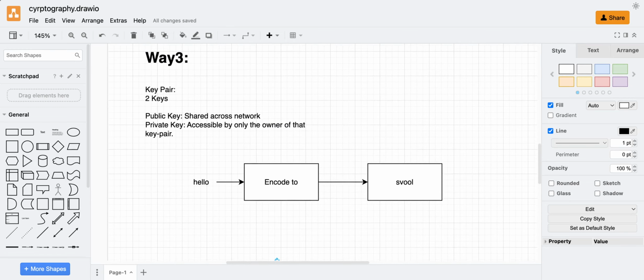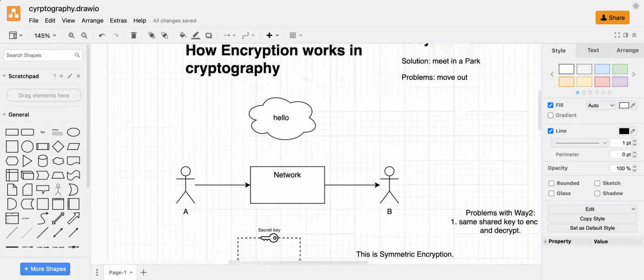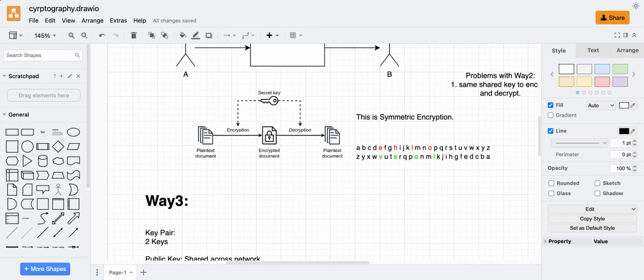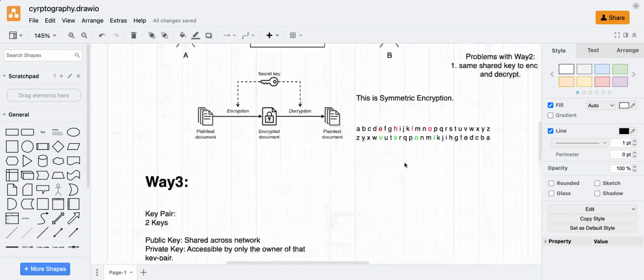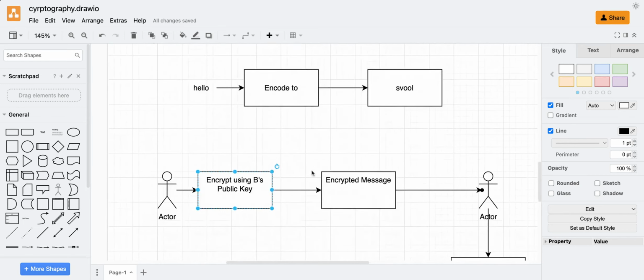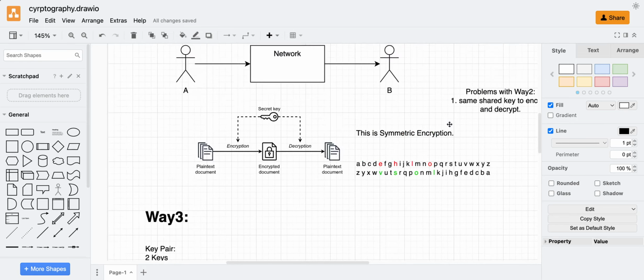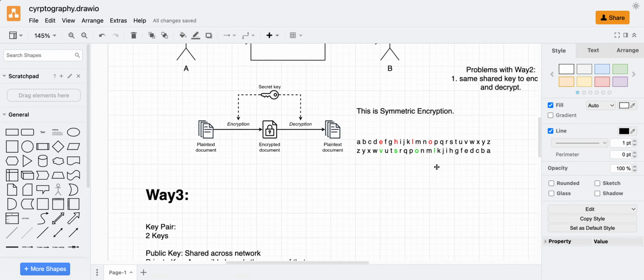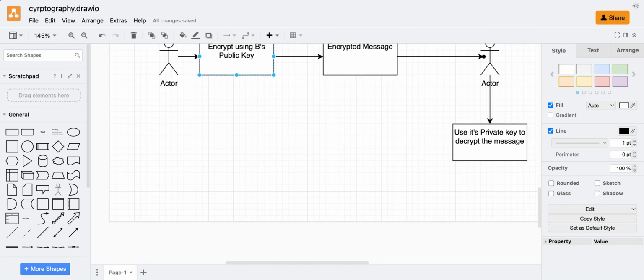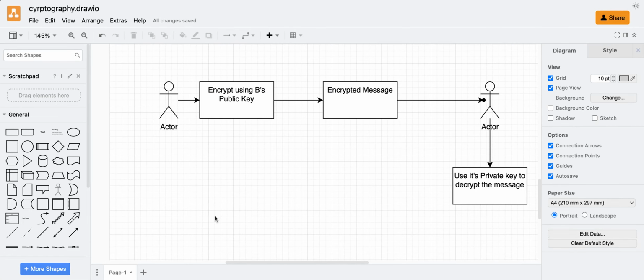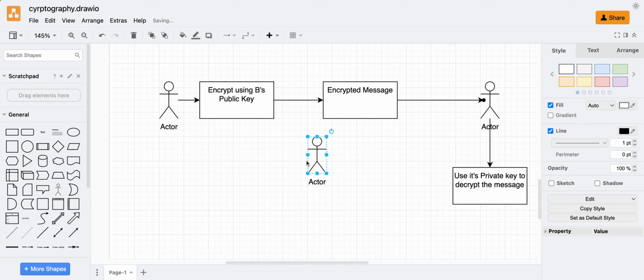And how is it solving the challenges that we face in the V2? Since we are using two different keys to encrypt and decrypt, even if people have access to this public key, they will never be able to decode it. So this seems to solve the challenges we face in the V2. Now we are going to use one more way, which is going to help us explain one more scenario.